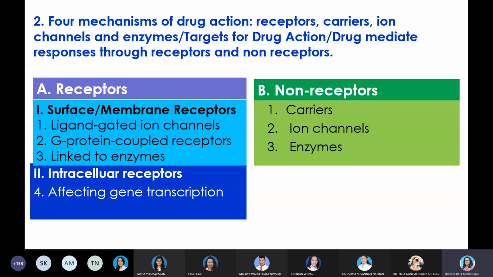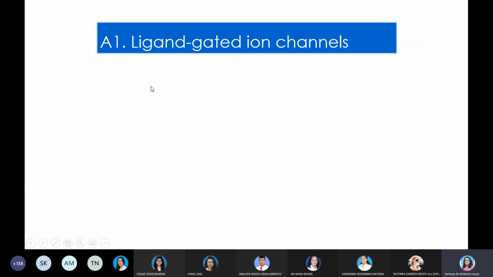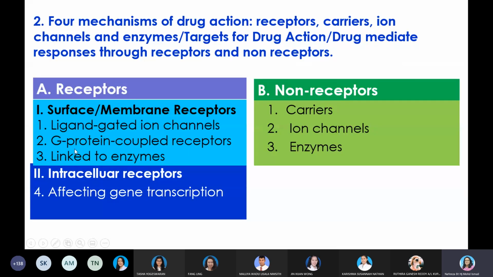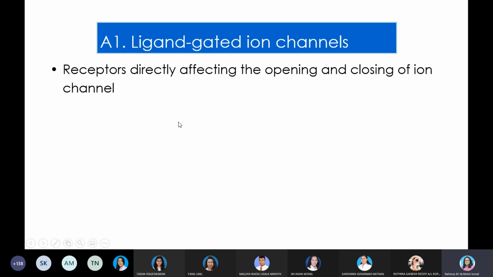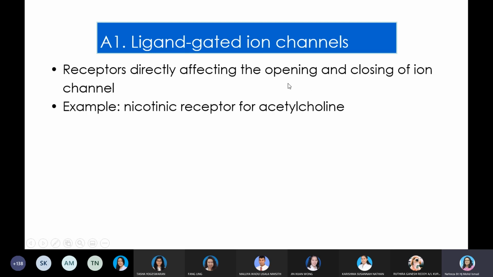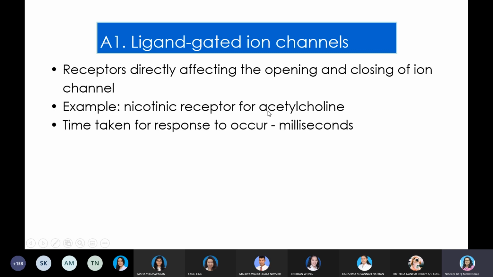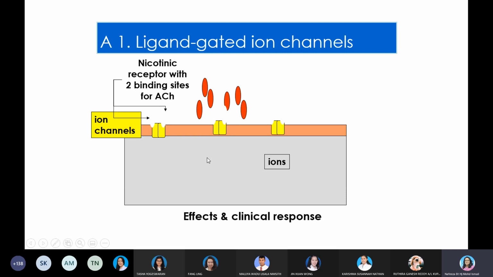This is the same slide you saw before. We are now talking about the blue panel. Ligand-gated ion channels are receptor mediated. These are receptors directly affecting the opening or closing of ion channels, meaning the drug has to bind to the receptor and activate it before the ion channels can open or close. These are the examples. The time taken for this response to occur is very fast, milliseconds. This is what I want to demonstrate to you.